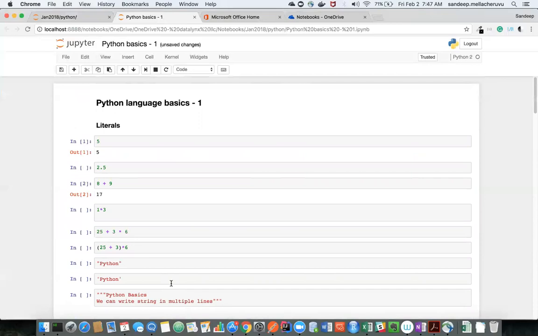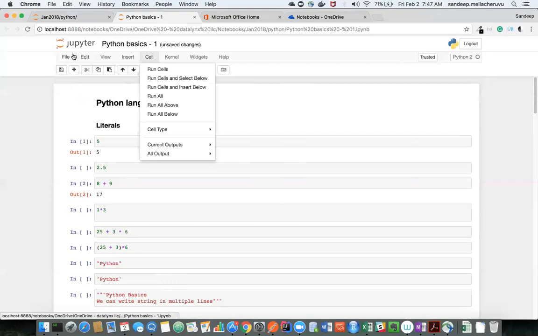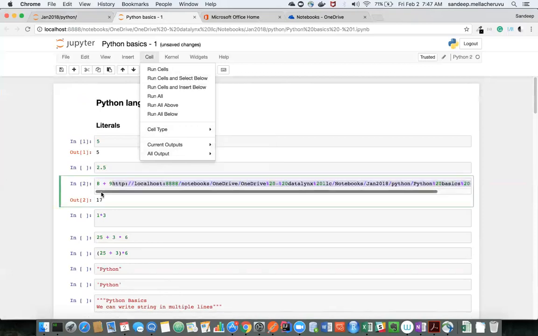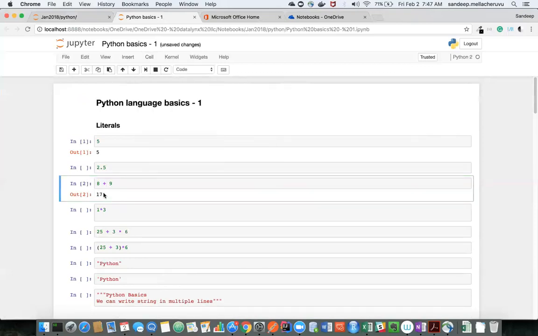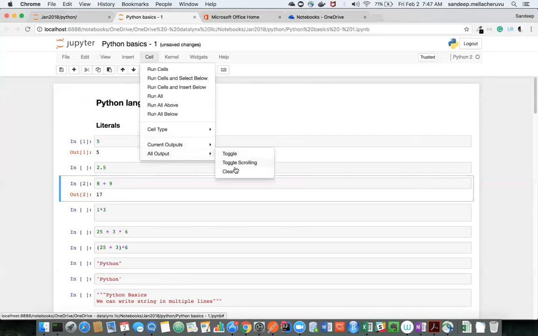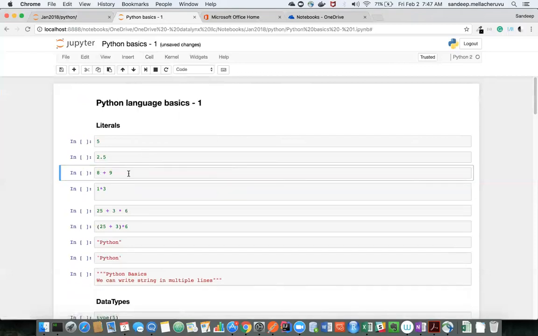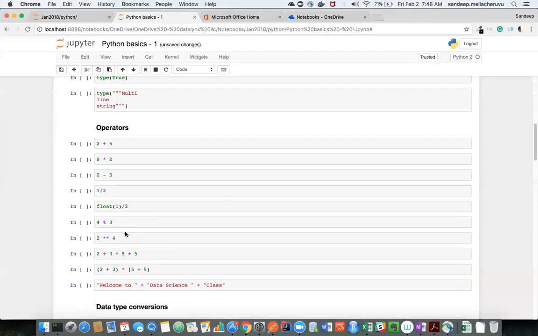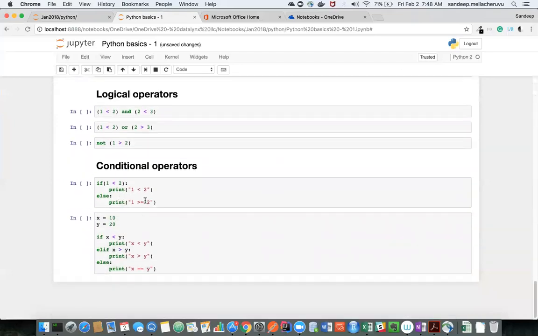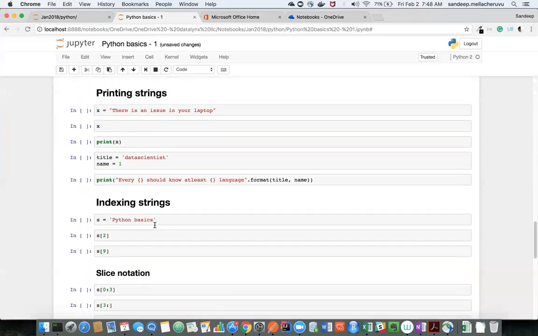Yes, Sandeep. We'll try to create new notes as well, but for now today we'll use the existing notes. Here in the menu, you can see all outputs, current outputs, and so on. You can go and clear the outputs. I already ran 8 plus 9, which is 17. But let's say I want to clear the outputs. I go here and clear. It will reset all the outputs wherever they are. Earlier I ran here also. So those kinds of features are there.